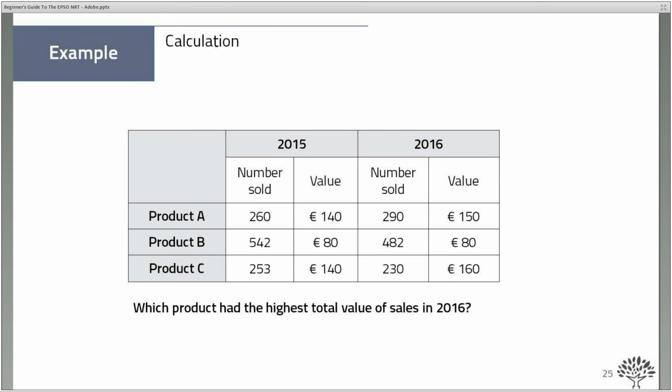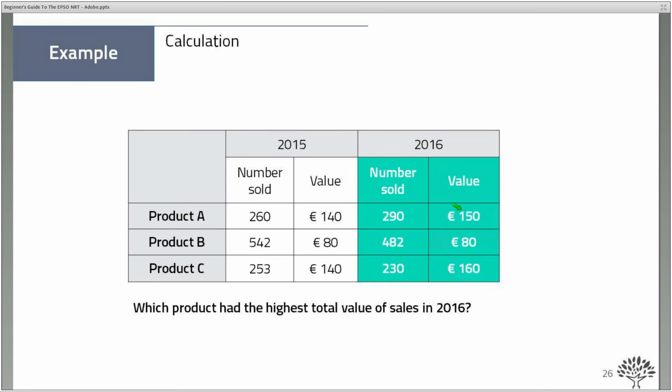So a few calculations here, just to demonstrate. Which product had the highest total value of sales in 2016? Completely discount 2015, and you have 3 products. So this is essentially 3 different calculations: 290 times 150 euros, 482 times 80 euros, and 230 times 160 euros.